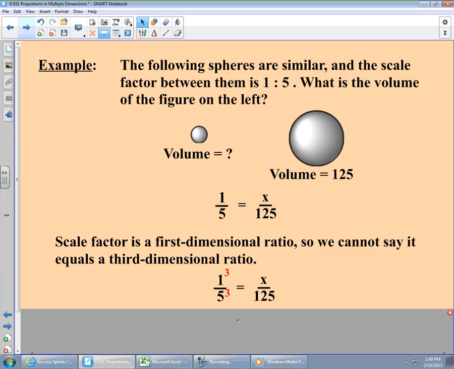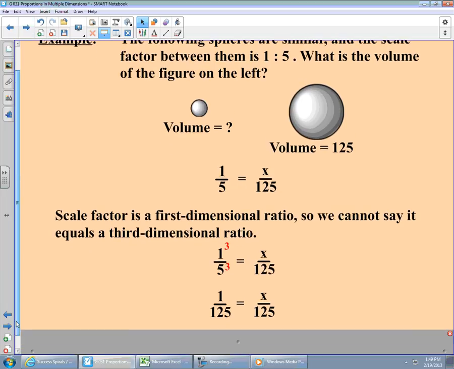All right, so now we're just going to simplify this cubed information over here on the left, and we'll cross multiply and we'll solve just like always. What's 1 times 1 times 1? Obviously 1. And 5 times 5 is 25 times another 5 is 125. Now this one actually turns out to be very easy to solve.